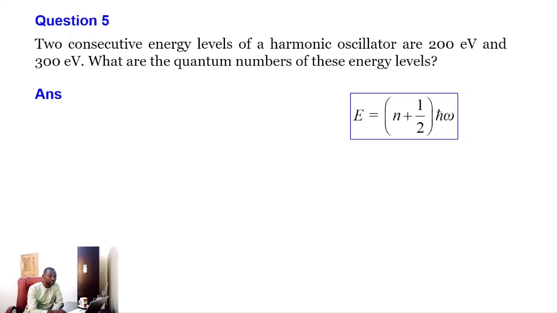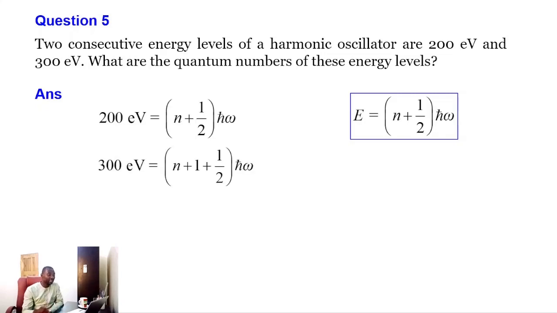So for the first one, let the quantum number of it be n. That gives 200 electron volt equal to this. Because there are consecutive energy levels, the next higher energy level is going to be n plus 1. So for 300 electron volt, we have n plus 1 plus half, in parentheses, times h bar times omega. We don't know what omega is, we know h bar. But that creates a problem for us.